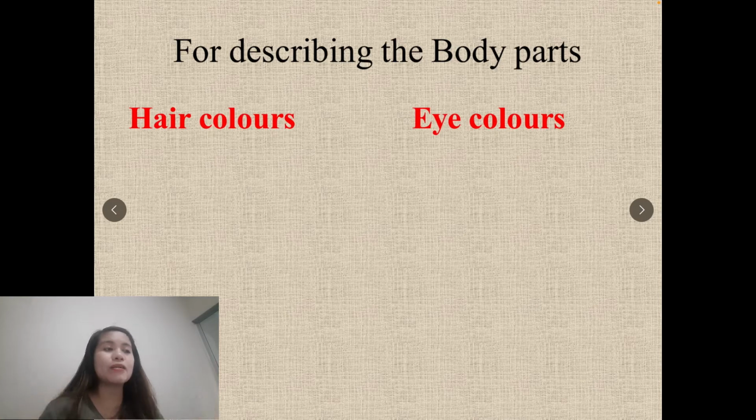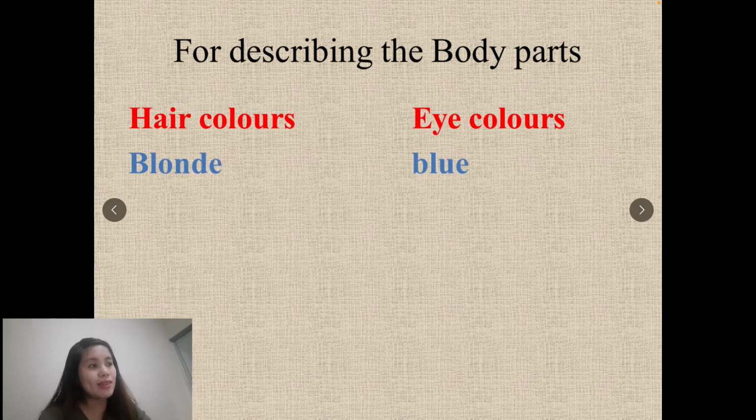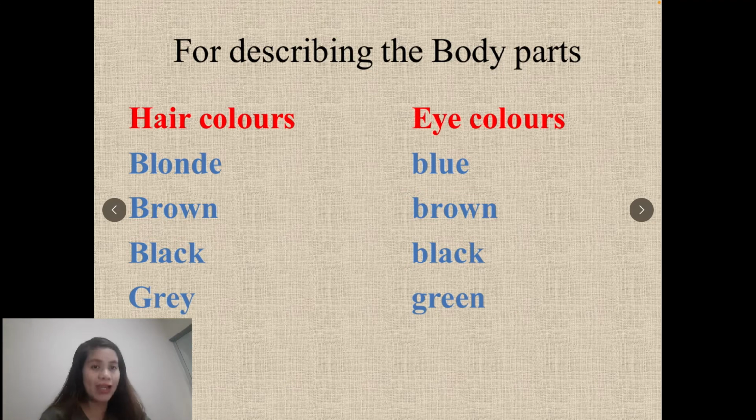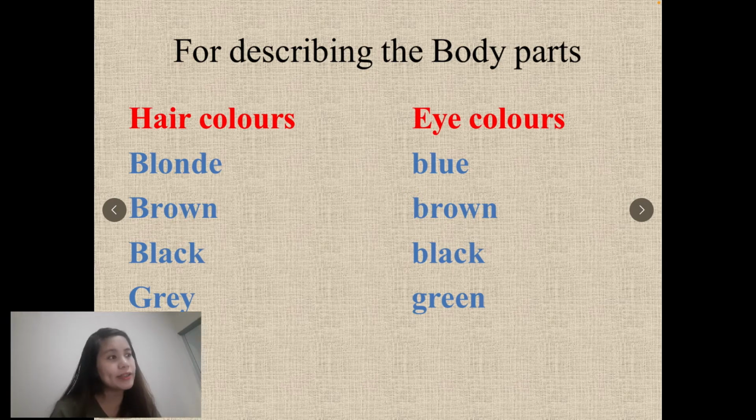Only the body parts that we are going to describe as of this moment are the hair and the eye. Okay, so we have blonde, blue, brown, black, gray, and green. So these are the hair colors and the eye colors.